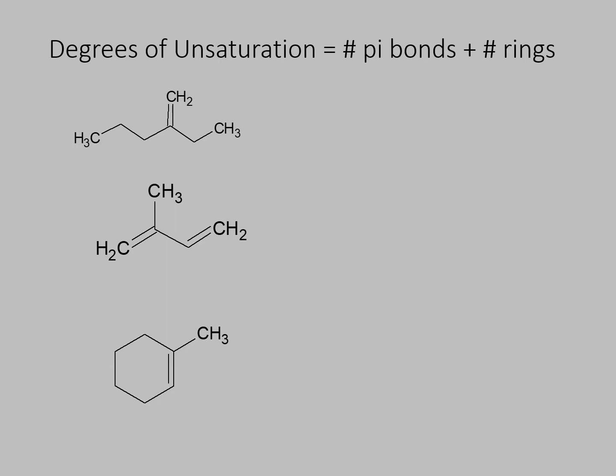So just to give a few examples here, in this first alkene, we have one double bond, and so that's one pi bond, and it has 1 degree of unsaturation. In the second one, we have 2 pi bonds, which gives us 2 degrees of unsaturation. In this third one, we have a pi bond and a ring, which gives us 2 degrees of unsaturation.